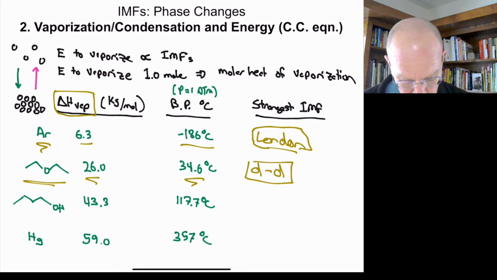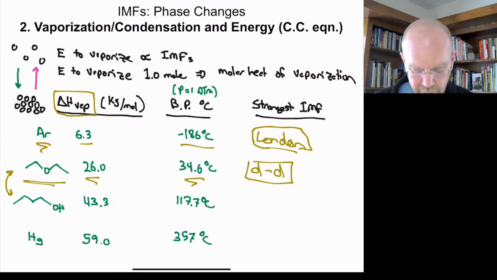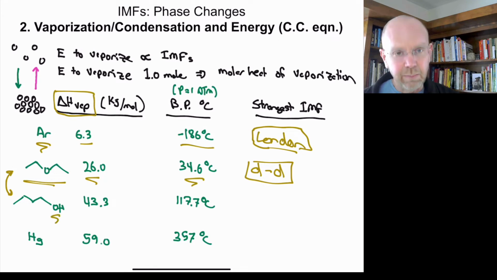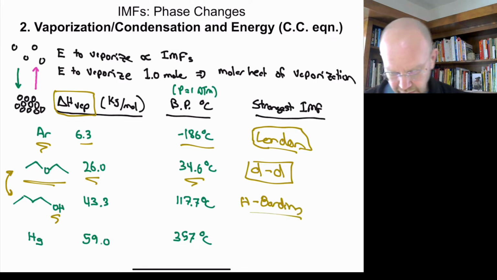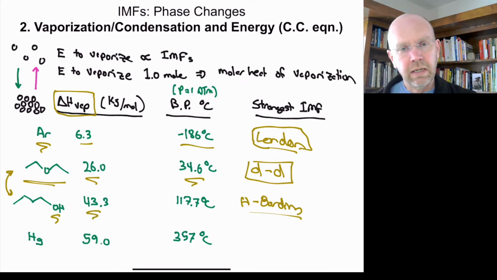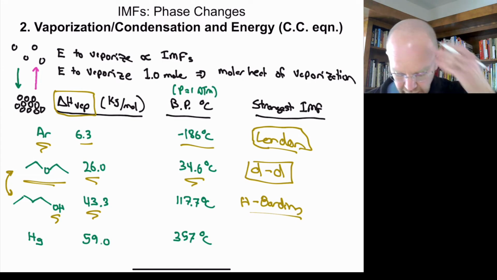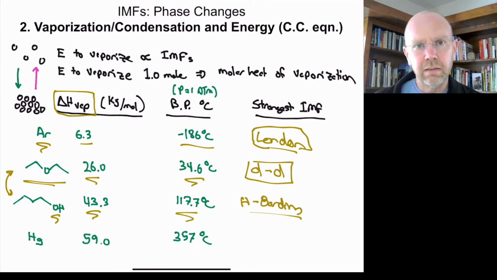I picked 1-butanol as the next thing on the table because 1-butanol is an isomer of diethyl ether, meaning it has the same molecular formula, the same molecular weight, and basically the same shape. But we recognize that butanol is capable of hydrogen bonding, right? And we know that hydrogen bonding is the strongest intermolecular force and that it's much stronger than just dipole-dipole forces. And what you see is a jump in the heat of vaporization. It takes more energy to move a mole of n-butanol from the liquid phase into the vapor phase. And you also see a tremendous jump in the boiling point.